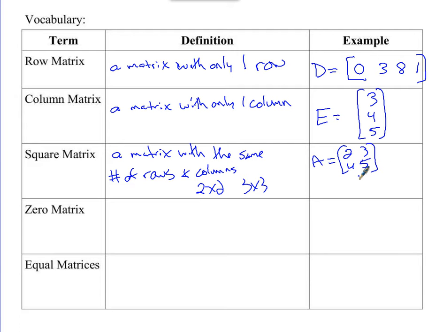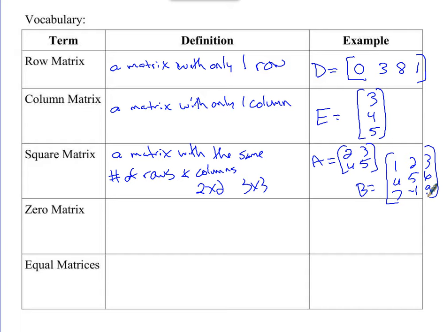Or I could have matrix B equals 1, 2, 3, 4, 5, 6, 7, -1, 9. Just to bother you, I made it a -1. Both of these are square matrices. This is a 2 by 2. This one is a 3 by 3. That makes it a square matrix. They both have the same number of rows and columns.